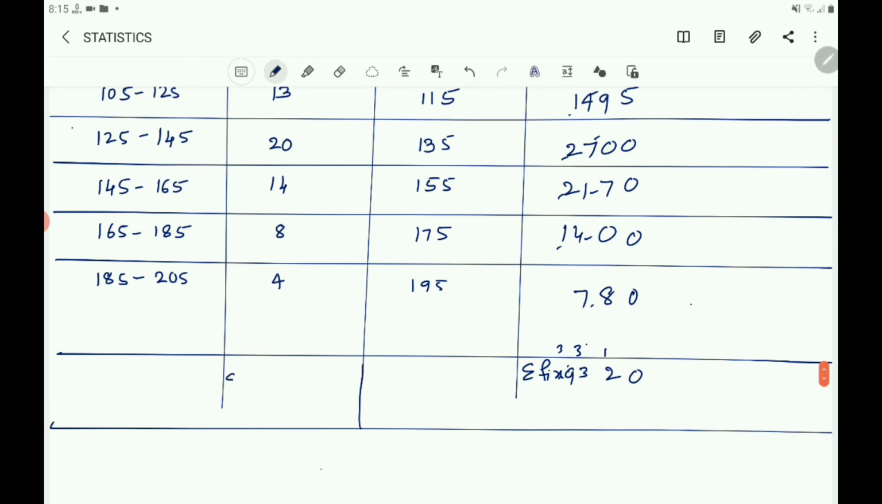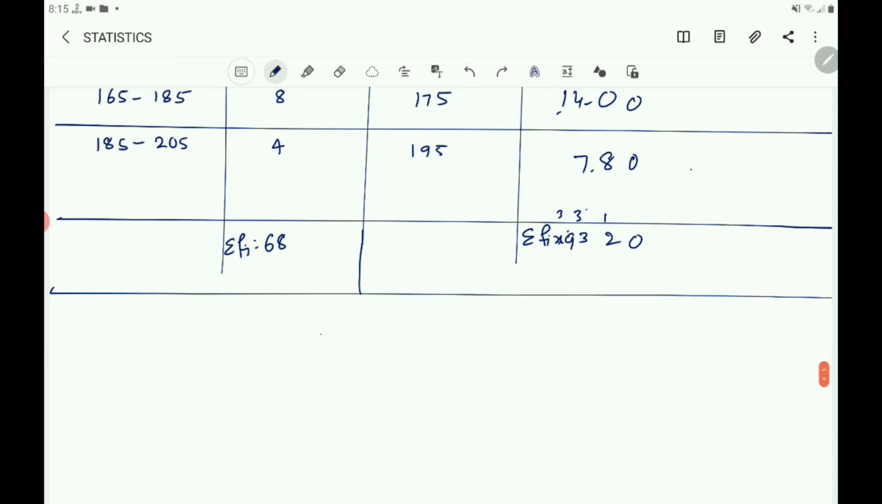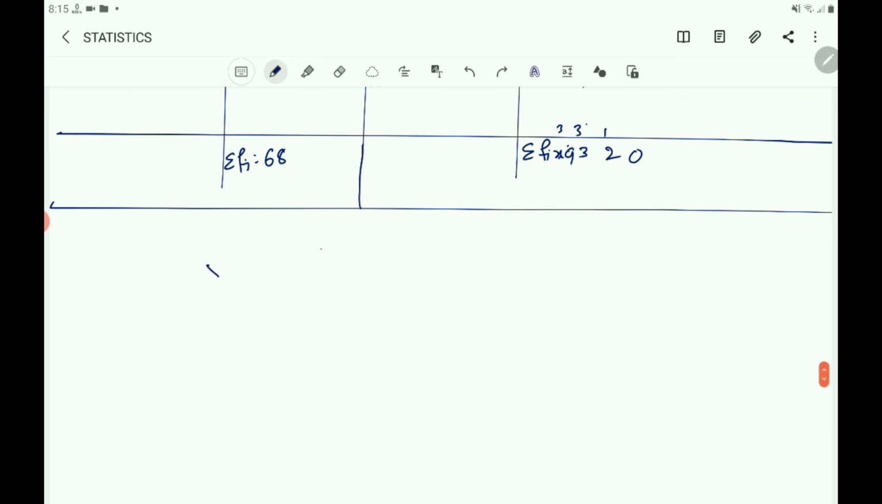Then you divide here. Again, you know that summation of Fi is 68. Add all these frequencies, you will get 68 only. Now write the formula for mean. Mean equals summation of Fi xi divided by summation of Fi. That equals 9320 divided by 68.